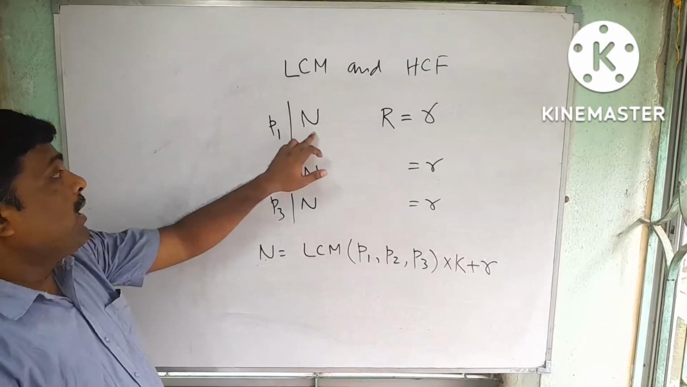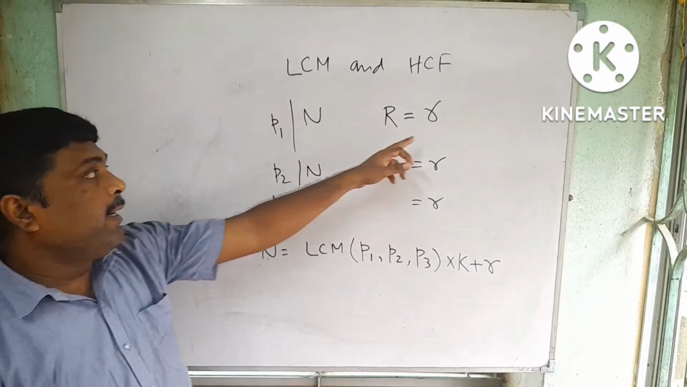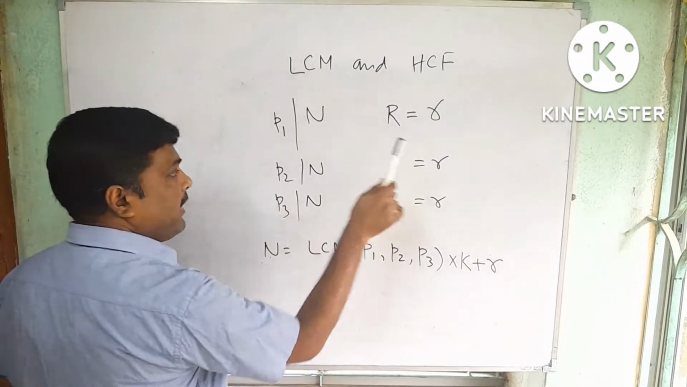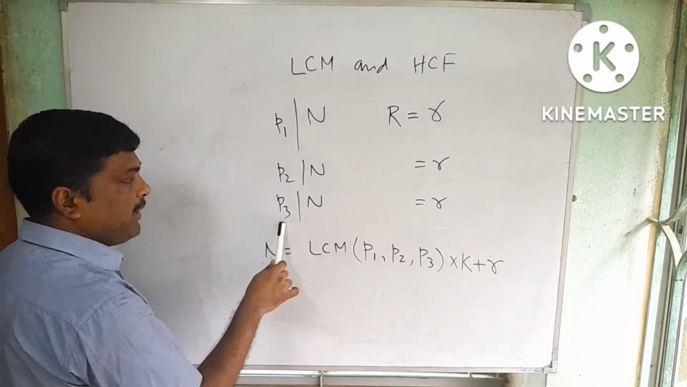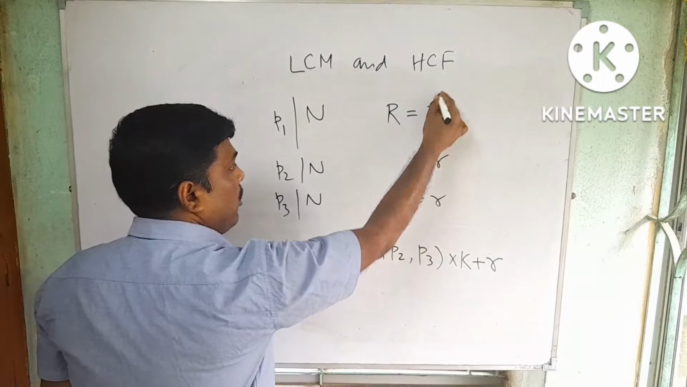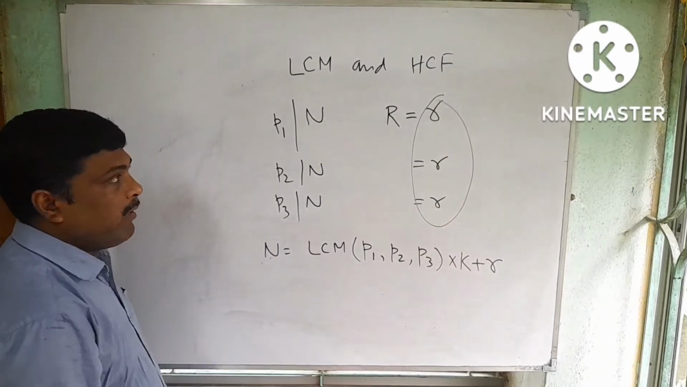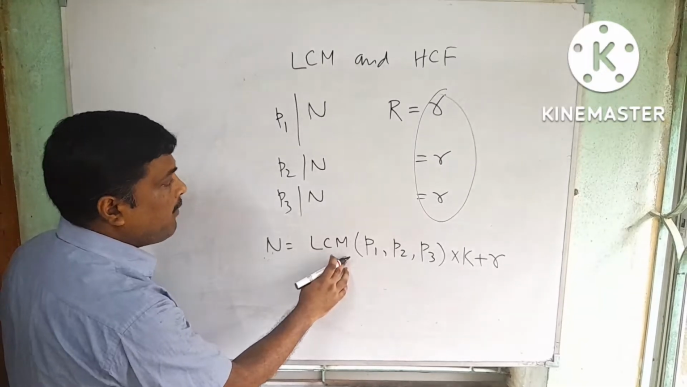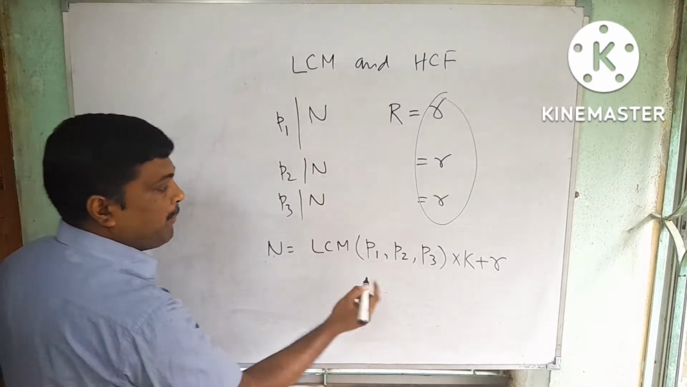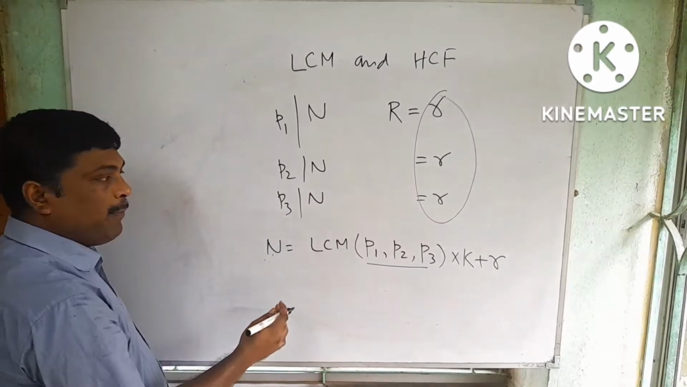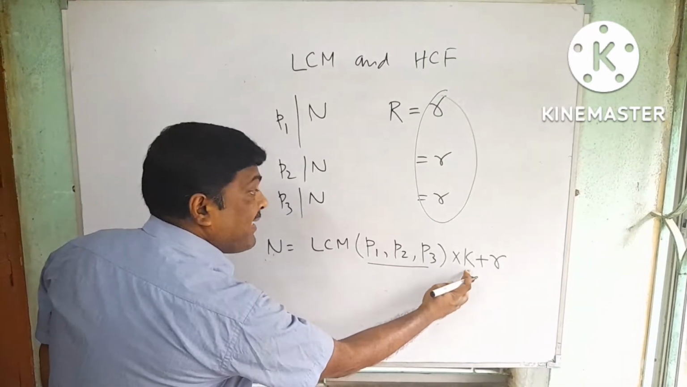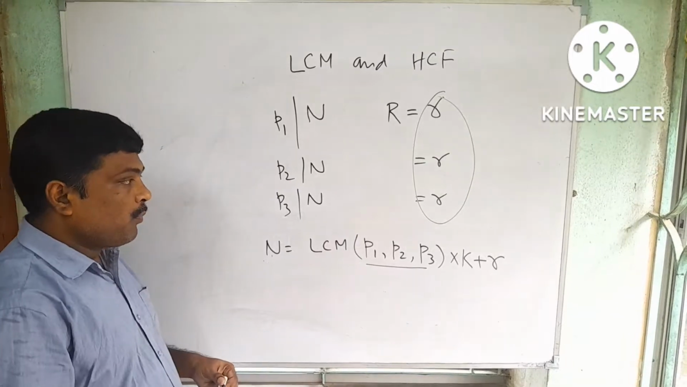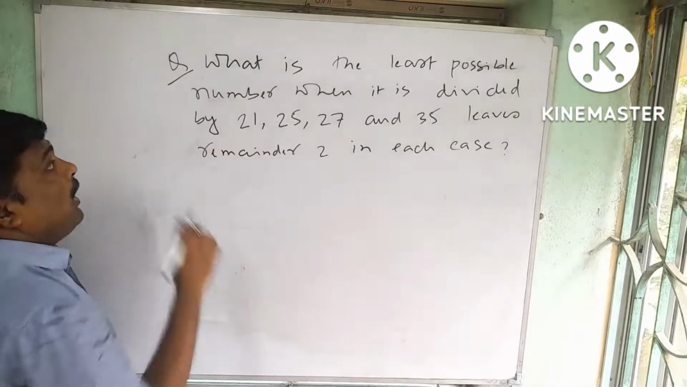Okay, n is one number. Dividing by p1 leaves remainder r, dividing this n by p2 the remainder is r, dividing n by p3 the remainder is r. So in these three cases we are getting the same remainder r. So n can be written as LCM of p1, p2, p3 into some natural number k plus r. Okay, take one problem.